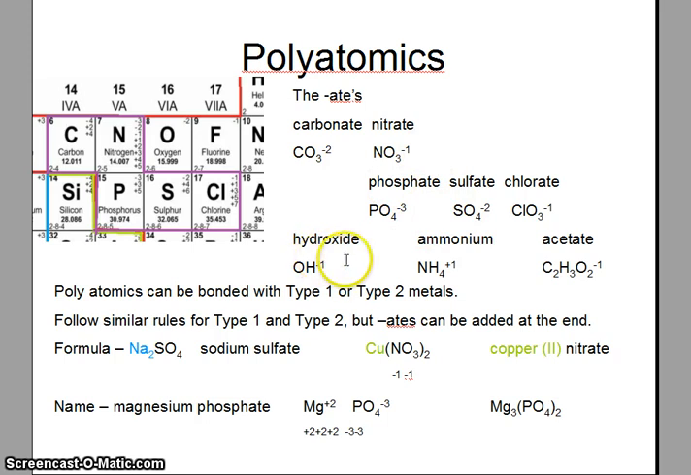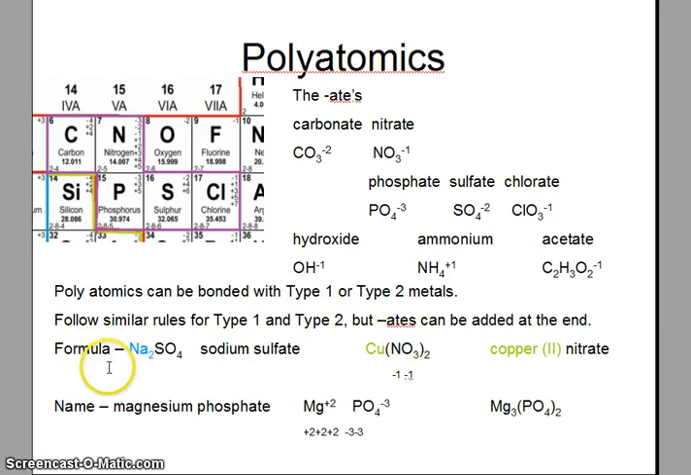Now, some other common polyatomics, where poly means many ions grouped together, a common one is hydroxide. We'll use that with bases. OH -1. It's just an oxygen and hydrogen that are bonded together, and its overall charge is -1. Here's ammonium, and here's acetate. Now, polyatomics can be bonded with type 1 or type 2 metals. And if they're bonded with a type 1 metal, you name it the same way. It's just you add an ate at the end.